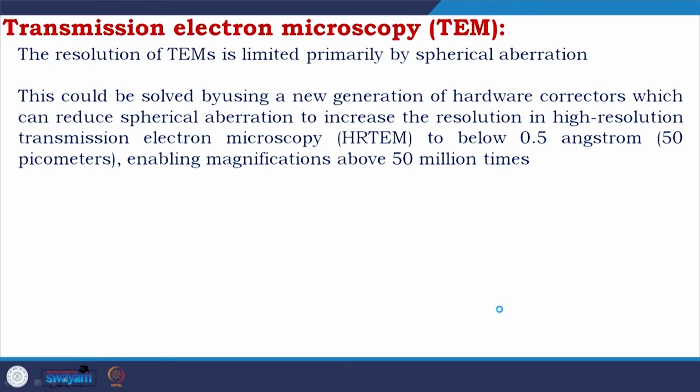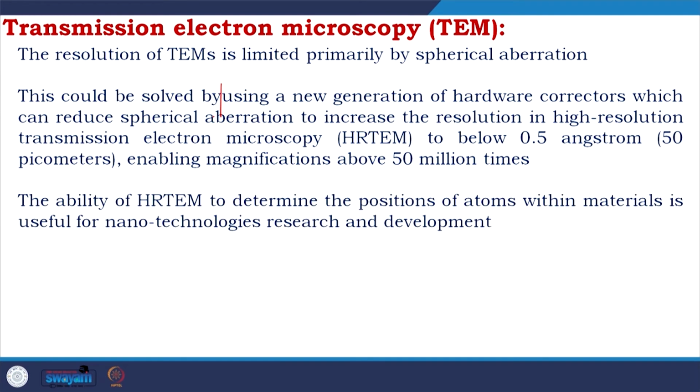This could be solved by using a new generation of hardware correctors which can reduce spherical aberration to increase the resolution in high resolution transmission electron microscopy, which is called HRTEM, to below 0.5 angstrom, enabling magnification of about 50 million times. The ability of the high resolution transmission electron microscope to determine the positions of atoms within material is useful for nanotechnology research and development.